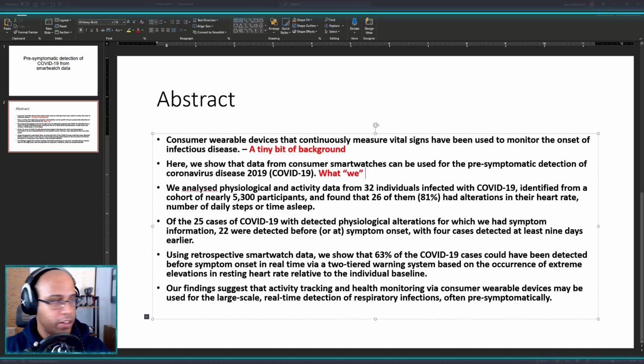What we, the researchers, are reporting about. So this is kind of the why in a way. And this is the why continued.